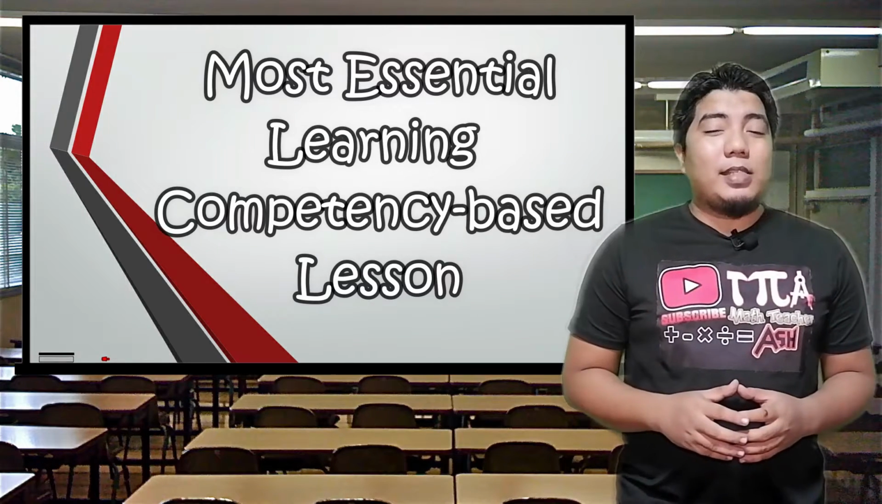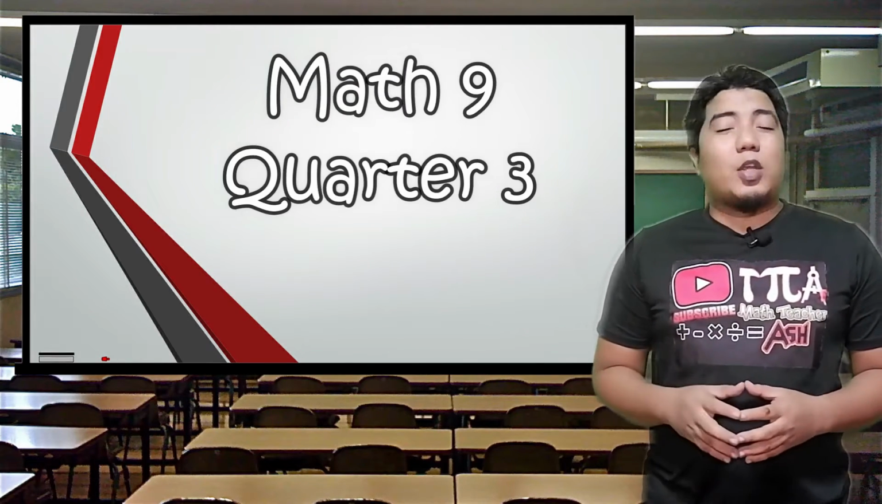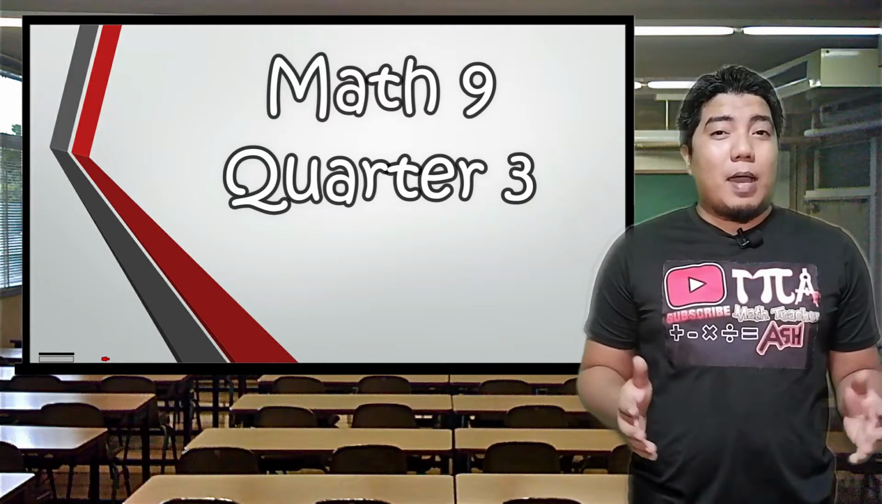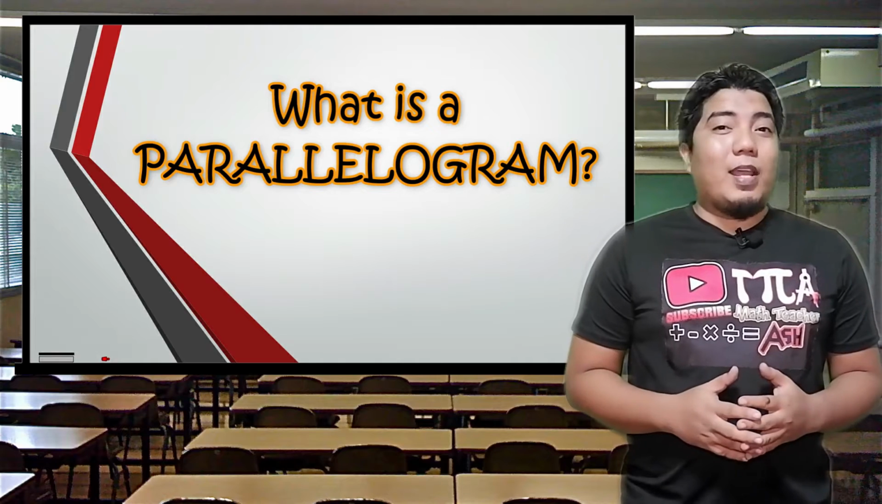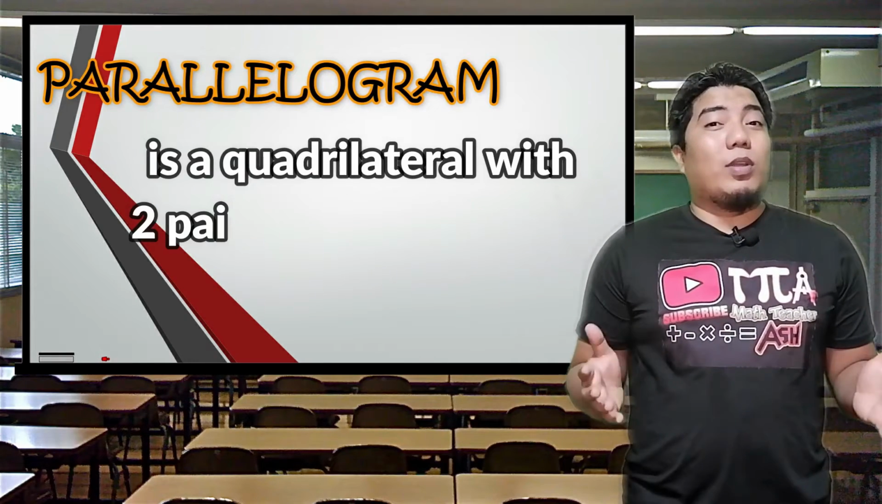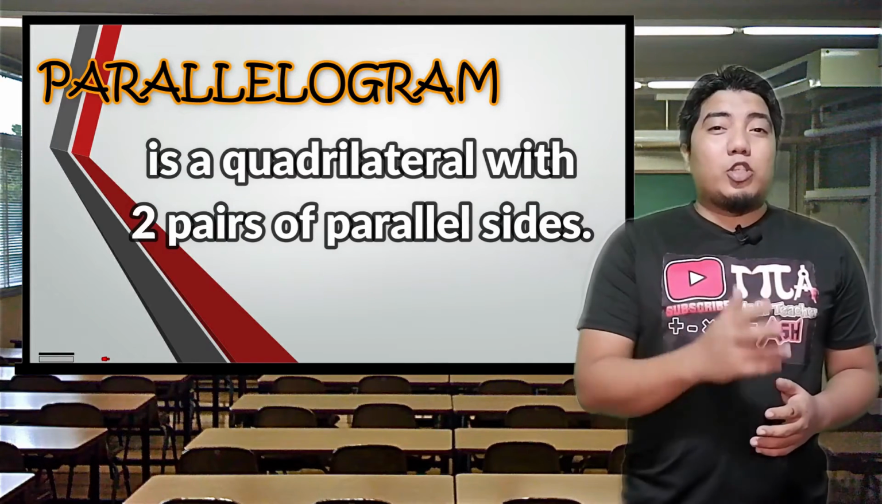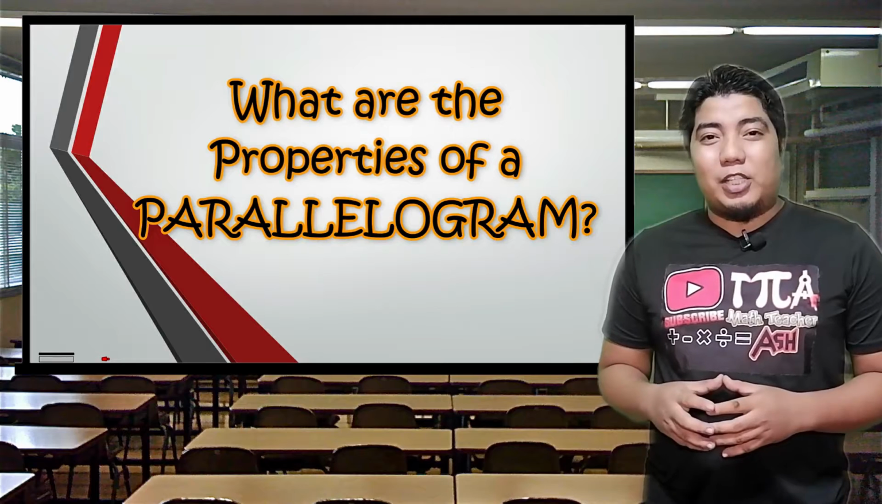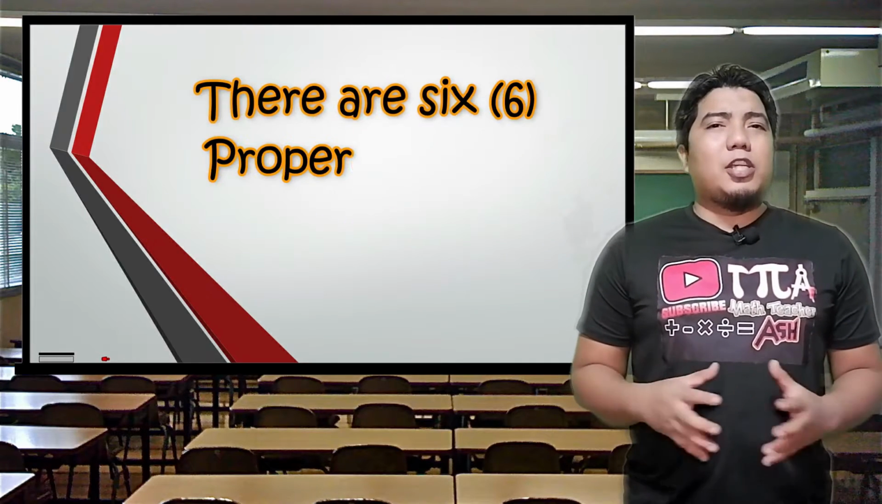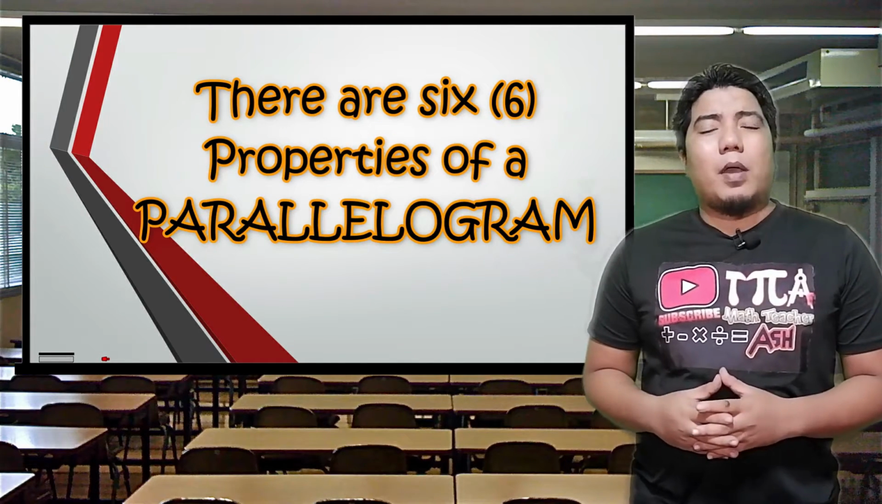Today, we're going to discuss the most essential learning competency-based lesson for quarter 3 of the grade 9 mathematics, which is all about parallelograms. The first question is, what is a parallelogram? A parallelogram is a quadrilateral in which its opposite sides are parallel. Now, the next question is, what are the properties of a parallelogram? There are 6 properties of a parallelogram.